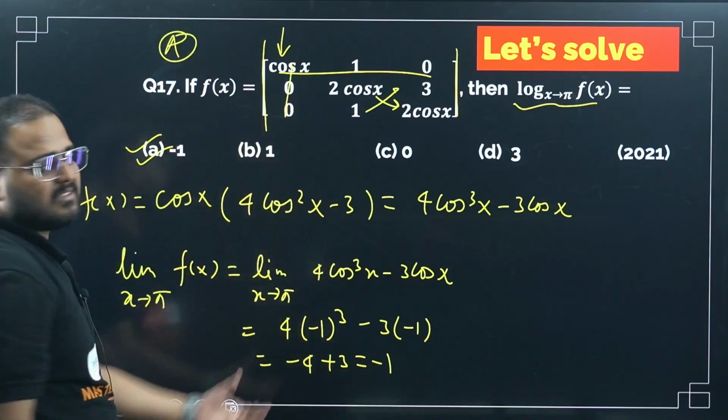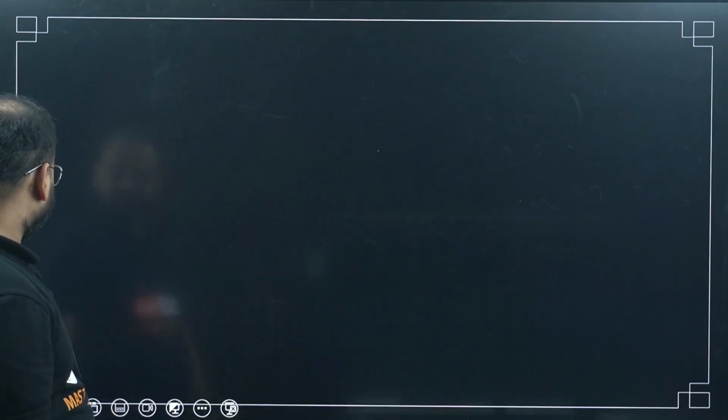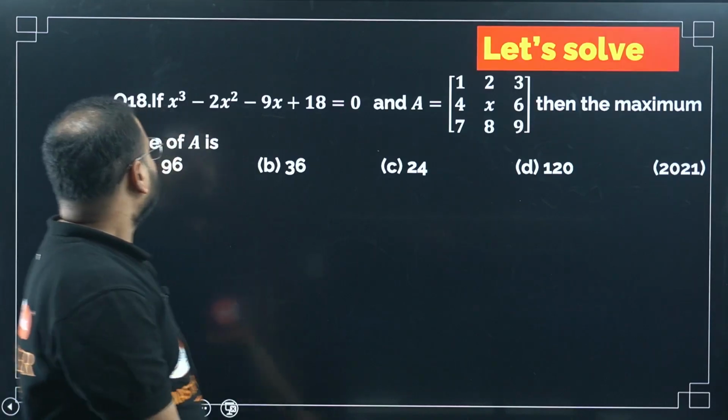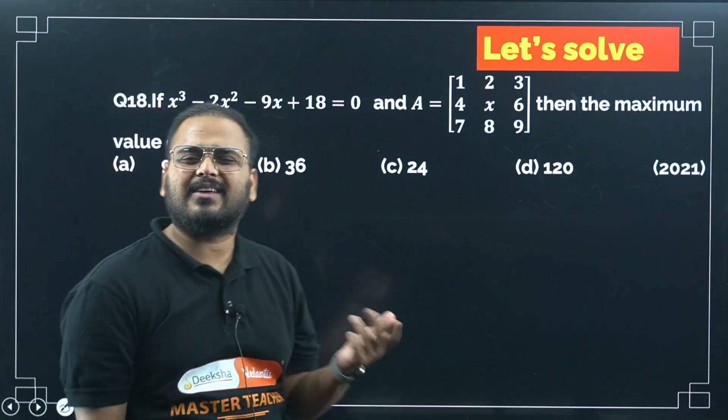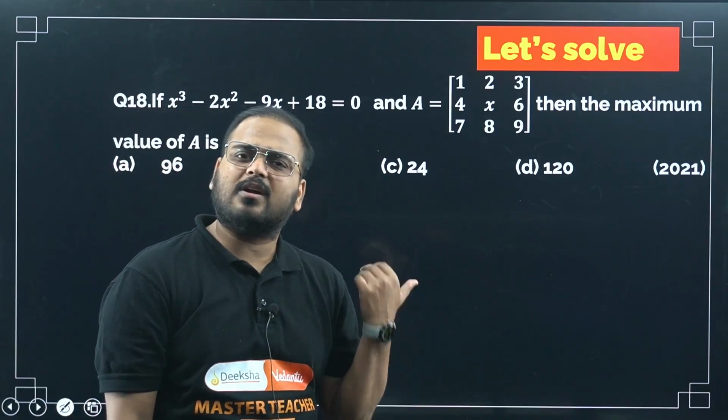The question looks complicated, but the answer is very simple. Okay, very simple. Let's move on. Okay, simple, no? So far it's been simple. 17 questions we have solved. I think 1 or 2 will be calculation-based in nature. The rest all are very simple.